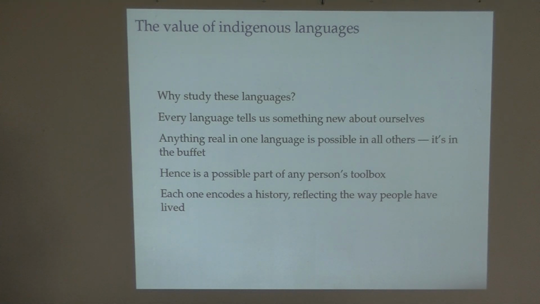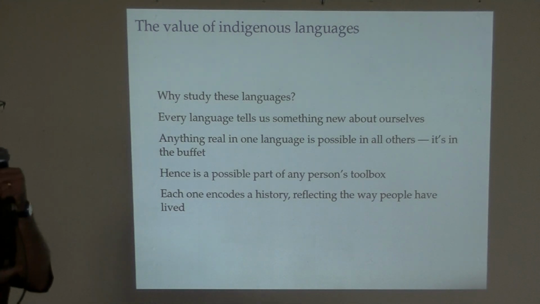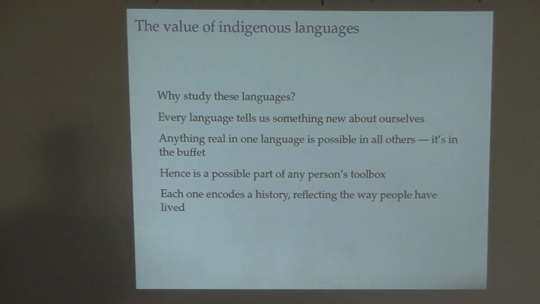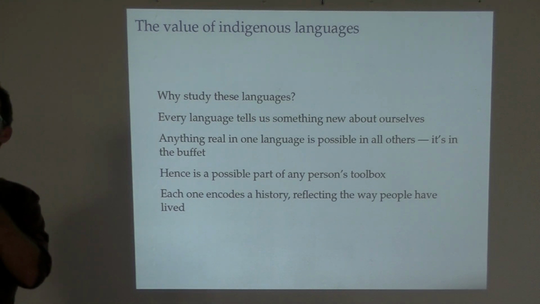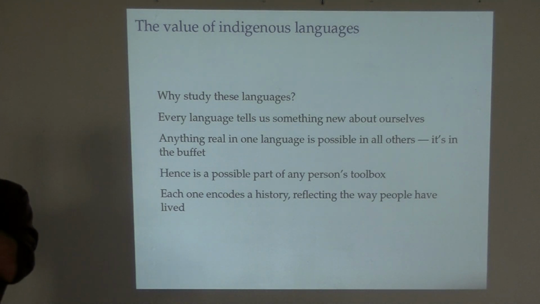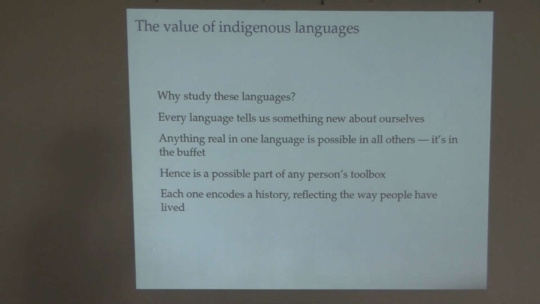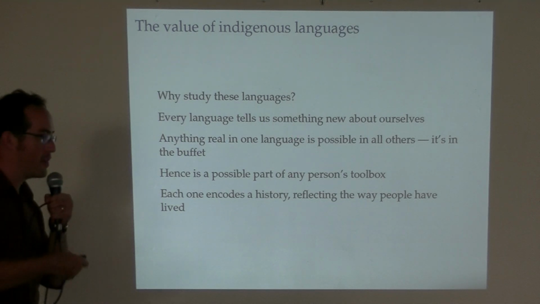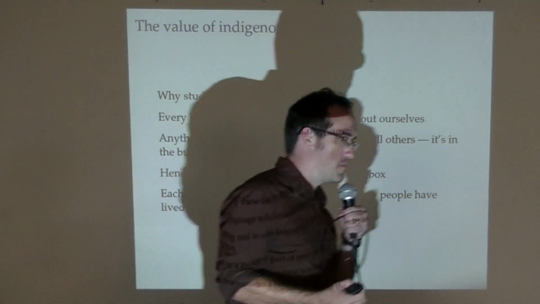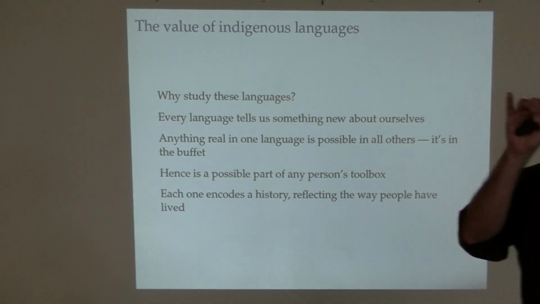Because anything that happens in one language, that means it happens in certain people's minds. And that means that it's possible in everyone else's mind. So when we learn something about, say, switch reference, we have a question. Well, if Kiowa has it, then why doesn't English have it? Our brains are capable of it. And so figuring out these languages turns out to be a crucial component in understanding how human minds work.